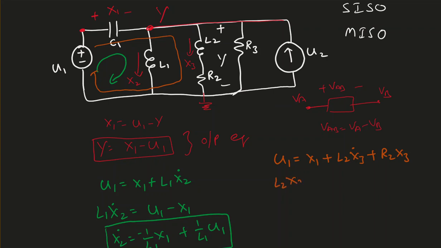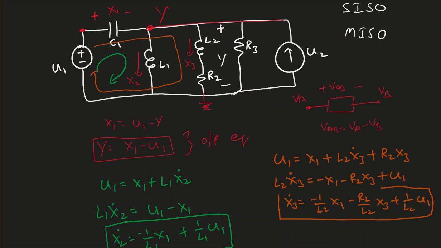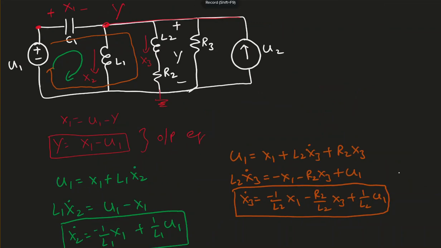So I'm good. I can take this as a state equation: L2 X3 dot equals minus X1 minus R2 X3 plus U1. So X3 dot equals minus 1 over L2 X1 minus R2 over L2 X3 plus 1 over L2 U1. This is another state equation. So all I need is X1 dot. We'll find that in a second. Now I'm going to write the X1 dot.